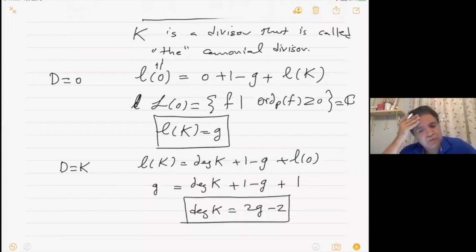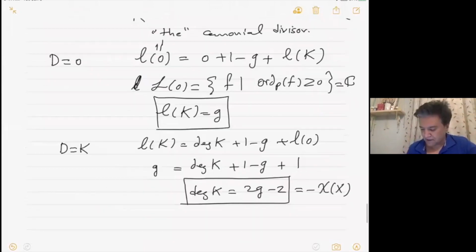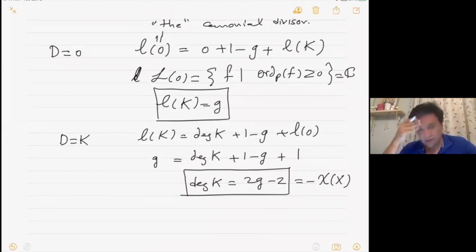Some of you might see that 2G minus 2 is the negative of the Euler characteristic of the Riemann surface. 2 minus 2G is the Euler characteristic. And it is actually not a coincidence. The relation between the degree of K and the Euler characteristic is something that I can explain, but let me just leave it out for now. If I have time, I'll explain it. So we know a lot about it, but we don't know what it is.